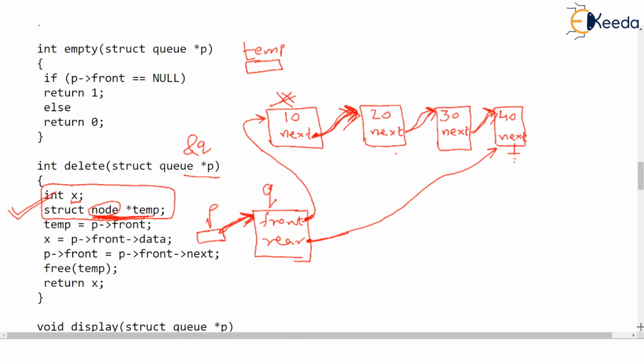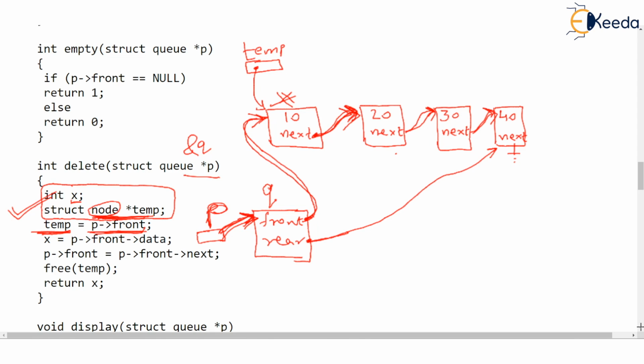Now the next line asks temp to point wherever P arrow front is pointing. Just check. Temp should point wherever P arrow front is pointing. And P arrow front is pointing at 10. So obviously temp should point to 10. You will ultimately understand what's the use of this temp. Just wait for 2 more lines.